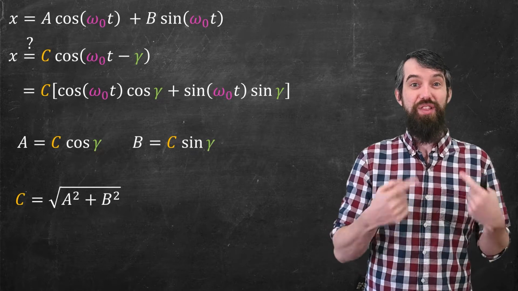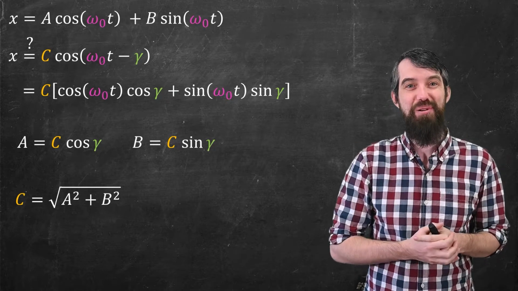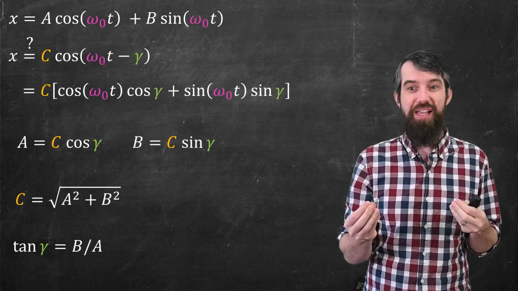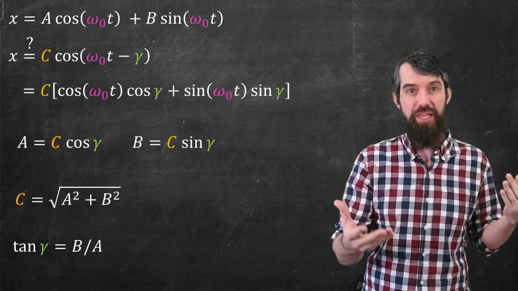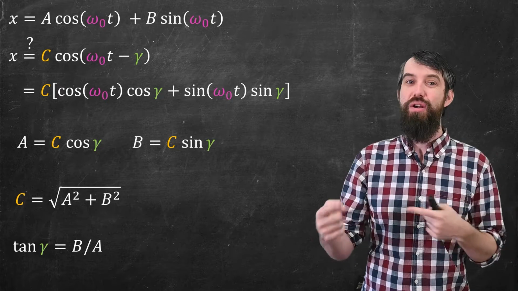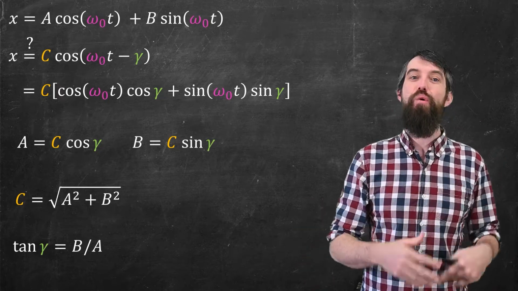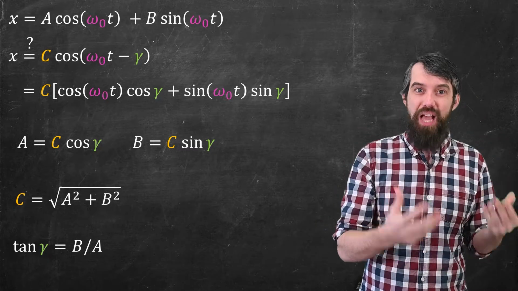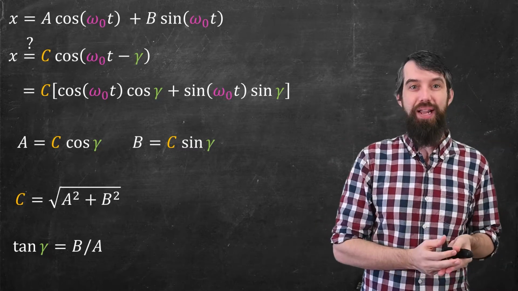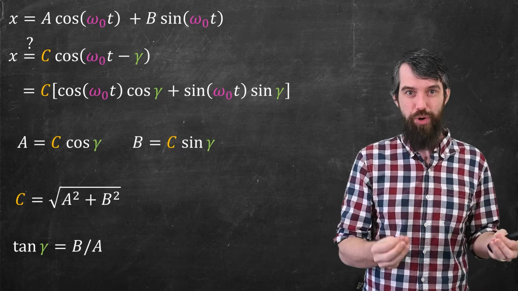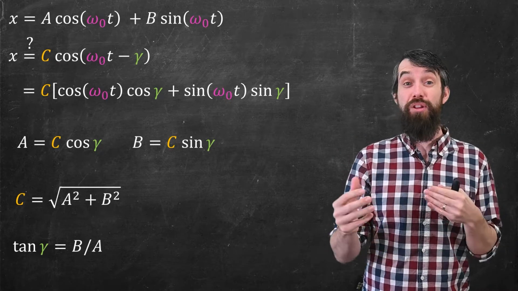So, for example, I could solve for the c just by Pythagoras. It would be the square root of a squared plus b squared. And I could solve for the gamma because the tangent of gamma would be equal to b over a, and then you could take an arctan from there. And so the final point is that this solution of the form a number c times cosine of omega naught t minus gamma is really the solution to the frictionless mass on the spring. Let's check out what this looks like graphically.